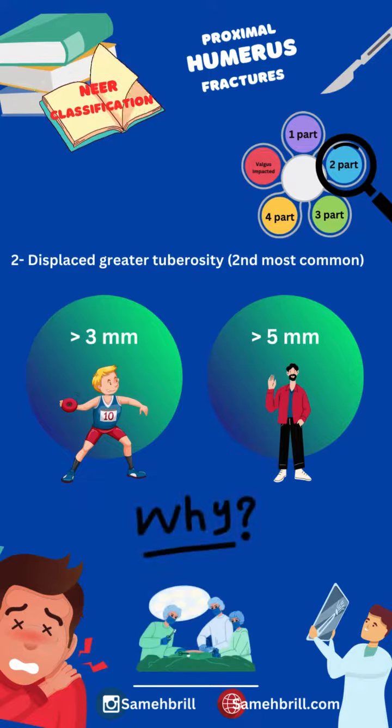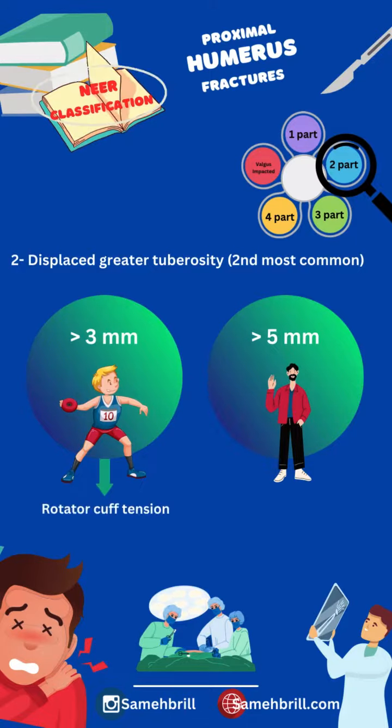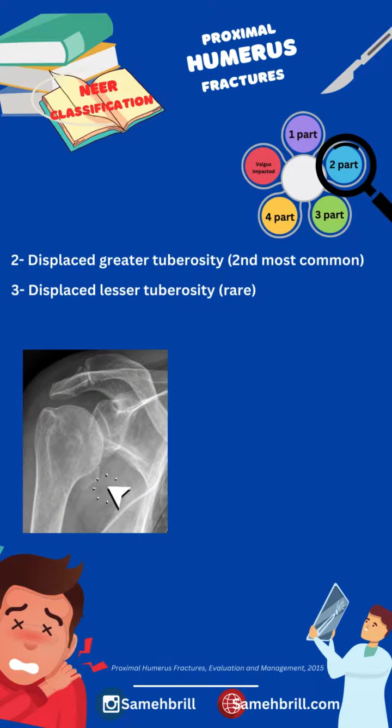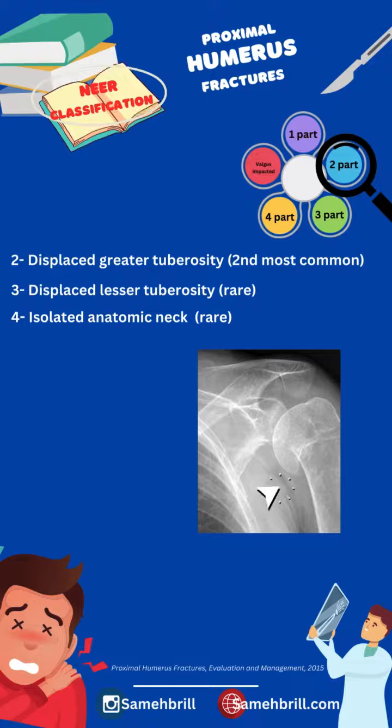And if you ask why, simply because greater than 3 mm displacement in an athlete may affect rotator cuff tension, and greater than 5 mm may cause impingement. Lesser tuberosity fractures are rare, and isolated anatomic neck fractures are quite rare.